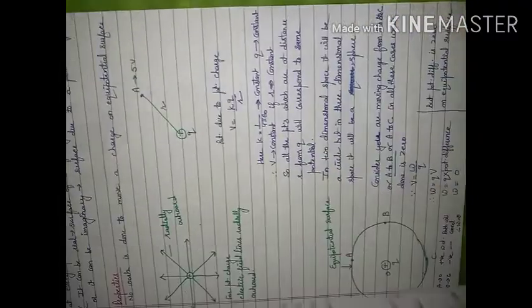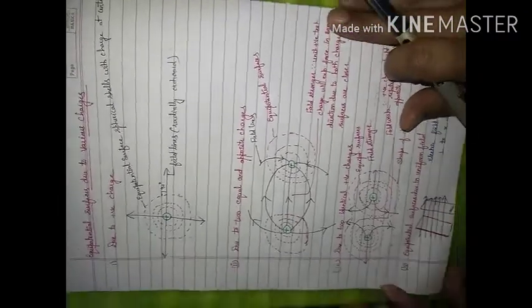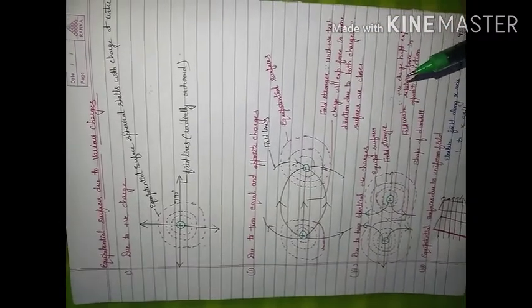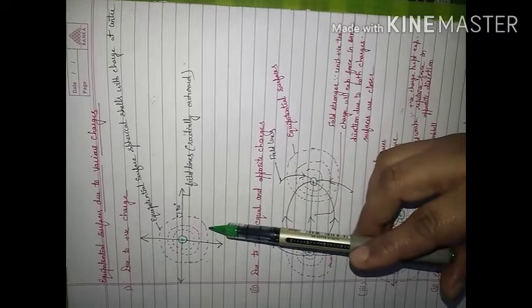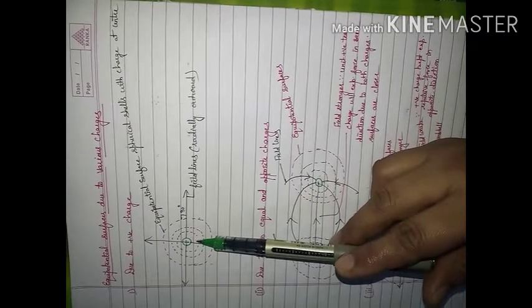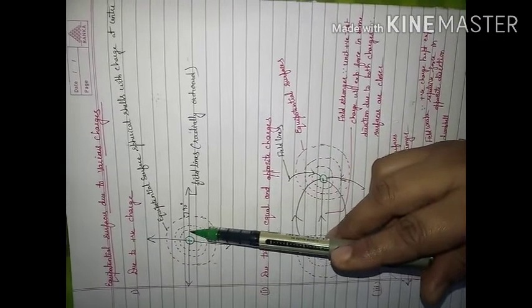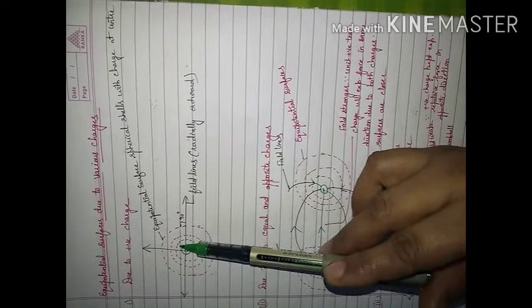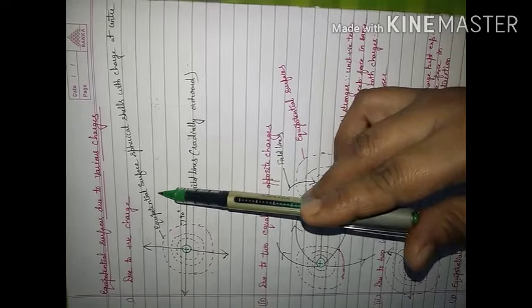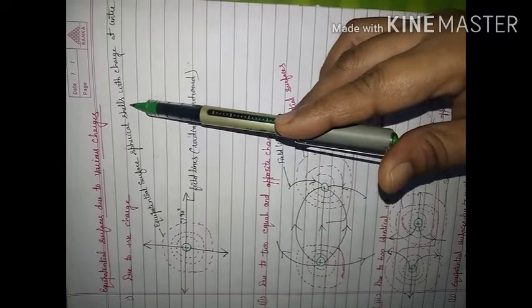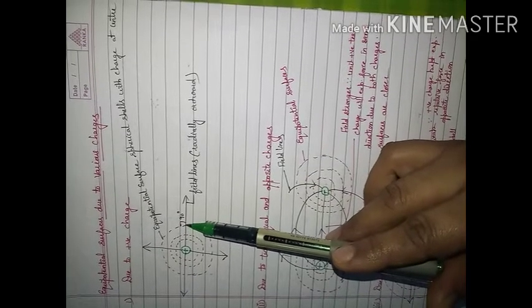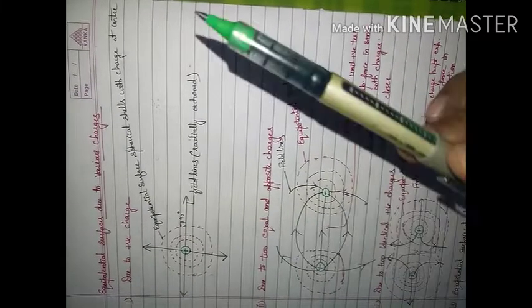Now we will consider a few cases where we show the electric field and equipotential surfaces due to various charge distributions. First, we consider equipotential surfaces due to a single positive charge. This is a positive charge. Black lines show field lines, which are radially outward. Red circles show equipotential surfaces, which are actually spherical shells with the charge at the center. And the angle between the field line and the equipotential surface is 90 degrees.